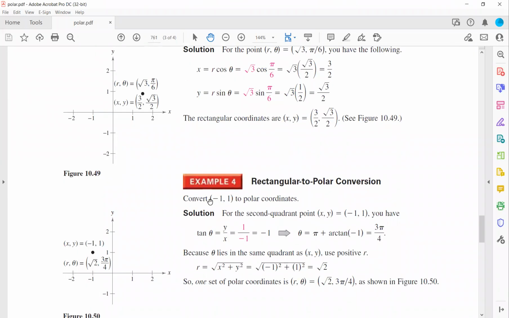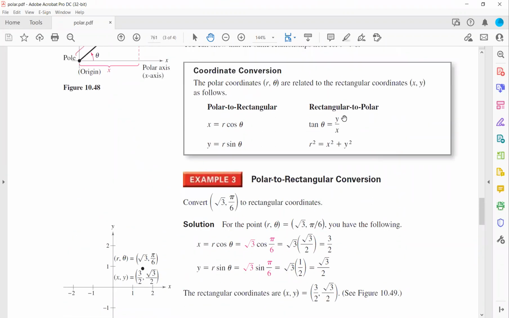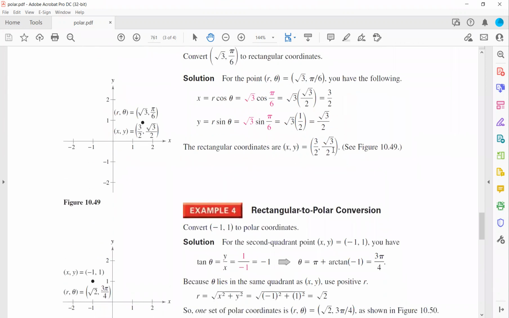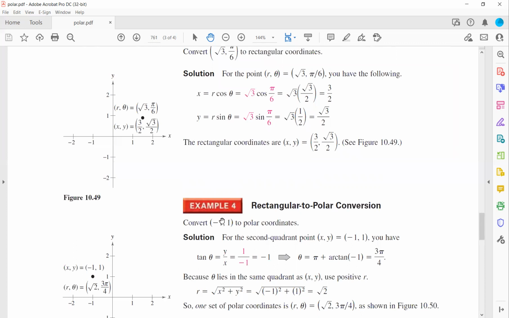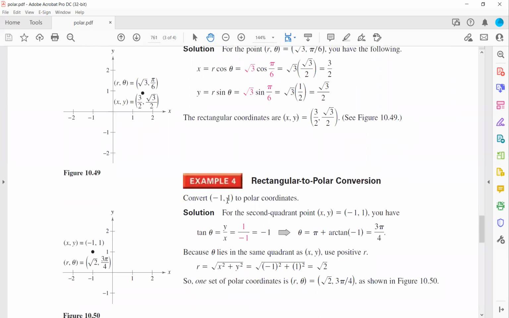Another one. Suppose you have a point in the rectangular or Cartesian world and you want to convert it into polar form. Which set of formulas should be used? To convert rectangular to polar, tangent of theta is y over x and r squared is x squared plus y squared. So we have our x, we have our y, we follow the formula. x is -1, y is 1. Tangent of theta is defined as y over x, which is 1 divided by -1, which is -1. So theta is the inverse tangent, or arctangent, of -1.